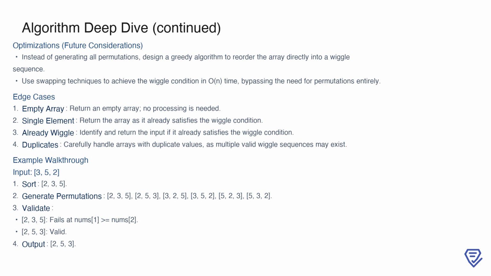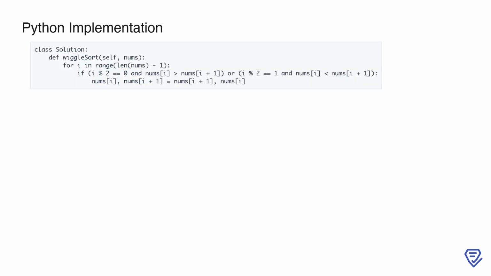Taking the example of 3, 5, 2, sorting gives 2, 3, 5. From the permutations, we validate each sequence and find that 2, 5, 3 satisfies the wiggle condition. This output demonstrates the process but highlights the inefficiency of brute force, reinforcing the need for optimized approaches. The provided solution implements a direct and efficient approach to solve the wiggle sort problem.